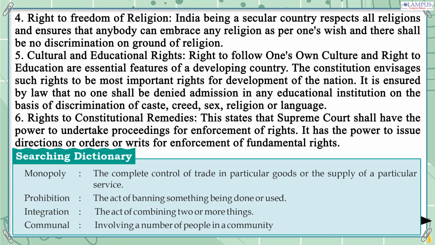Searching dictionary. Monopoly: the complete control of trade in particular goods or the supply of a particular service. Prohibition: the act of banning something being done or used. Integration: the act of combining two or more things. Communal: involving a number of people in a community.